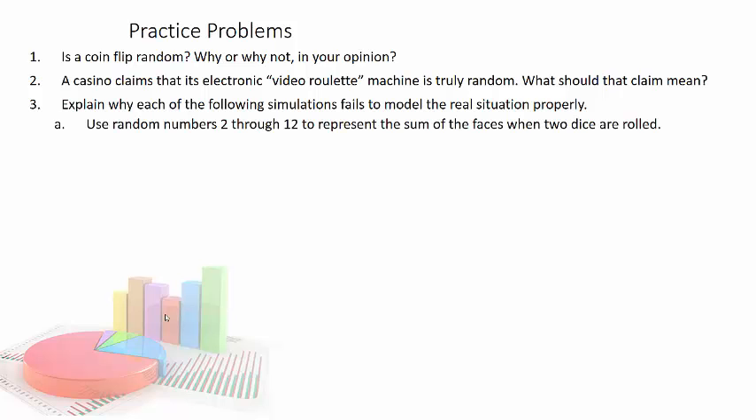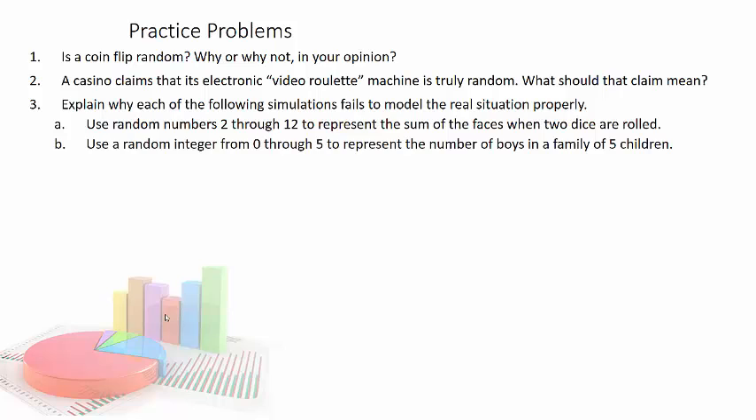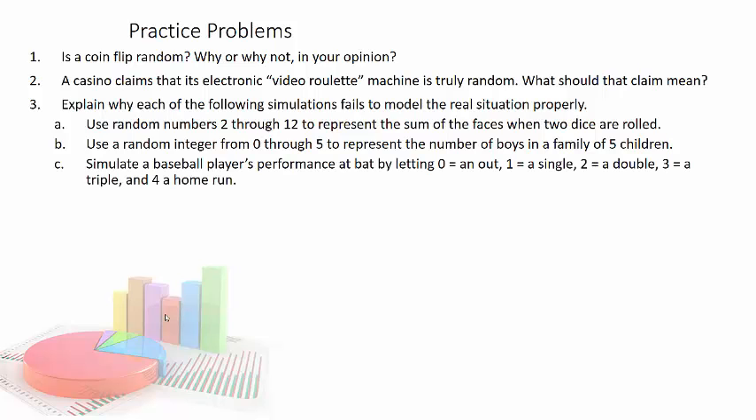A, use random numbers 2 through 12 to represent the sum of the faces when 2 dice are rolled. So what's going to happen when you roll 2 dice? Is that reasonable? B, use a random integer from 0 through 5 to represent the number of boys in a family of 5 children. C, simulate a baseball player's performance at bat by letting 0 equal an out, 1 equals single, 2 equals double, 3 equals triple, and 4 equals a home run. Sounds good to me. Why won't it work?